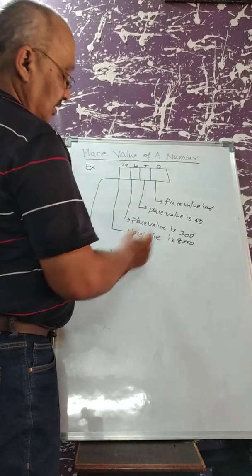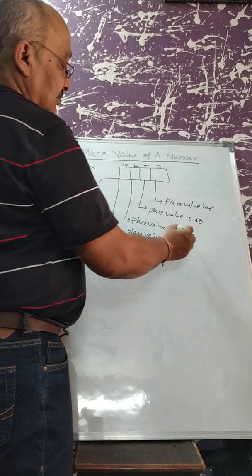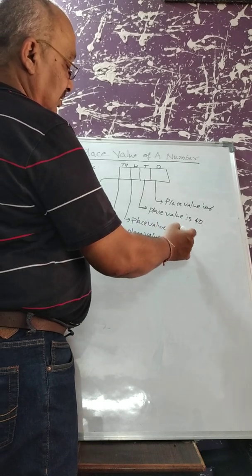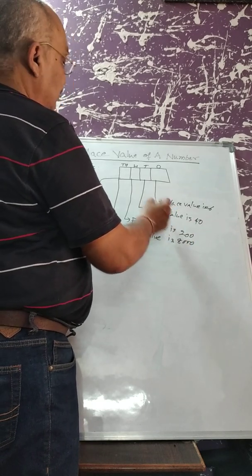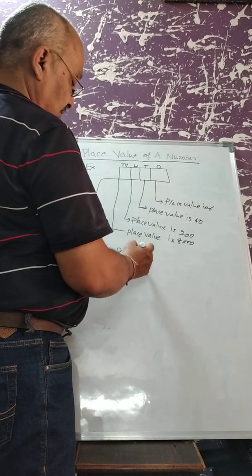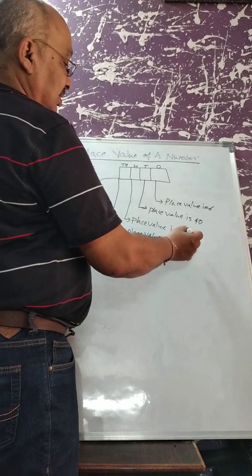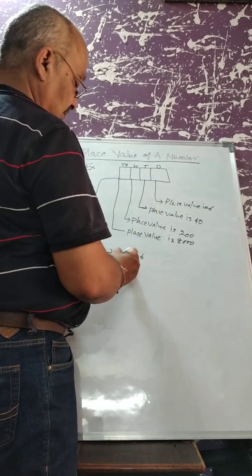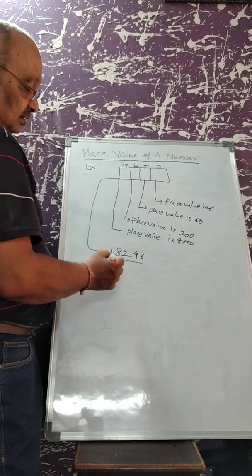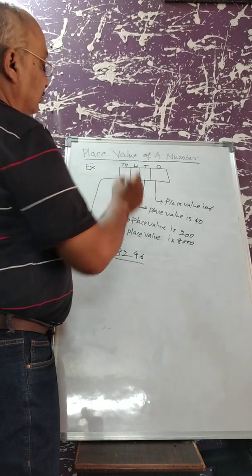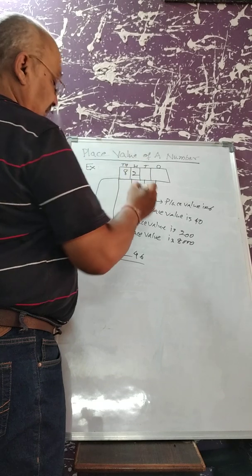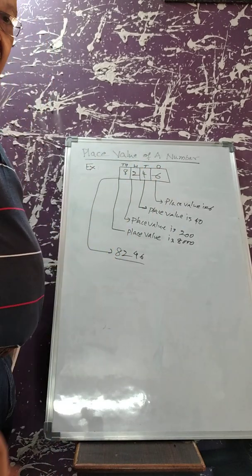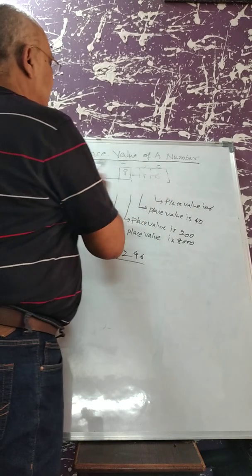At the place of 1000 it is 8. At the place of 100 it is 2 because 200 is the place value. At the place of tens it is 40, so it is 4. Place value of ones is 6. So the number which you have found out is 8246. So write it here, 8246. So this is the number you have found out. Okay.